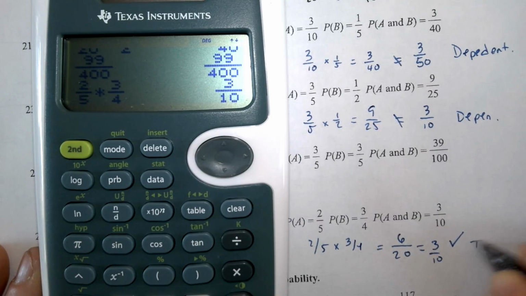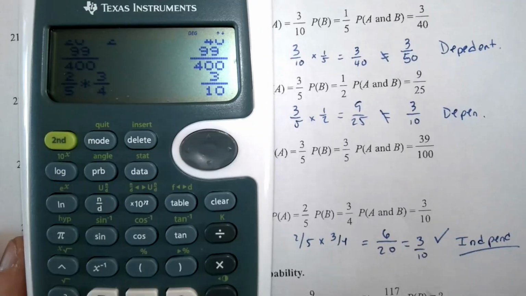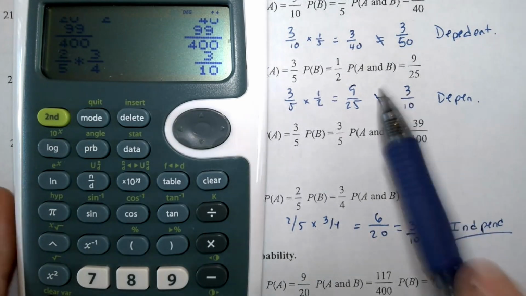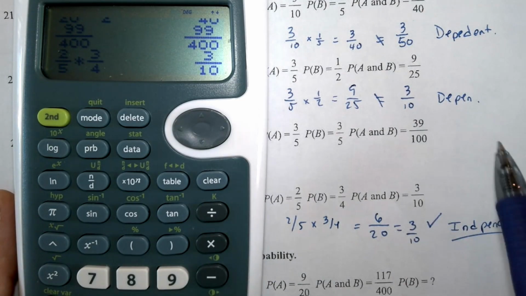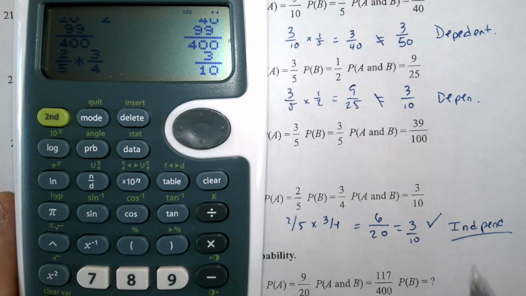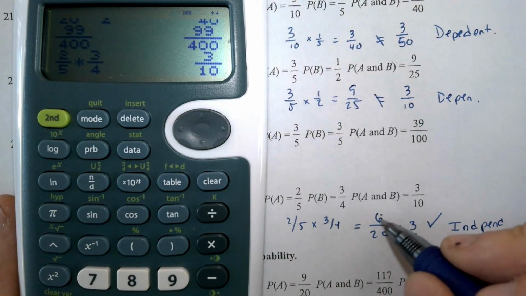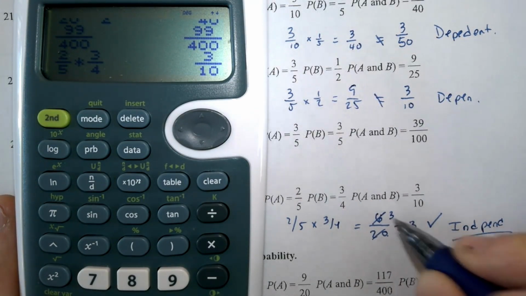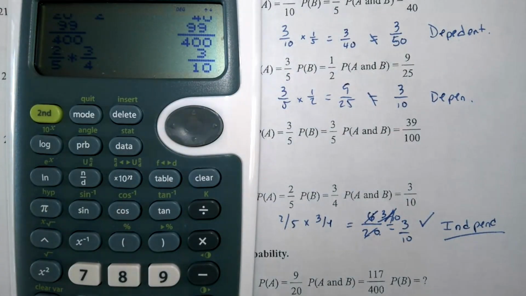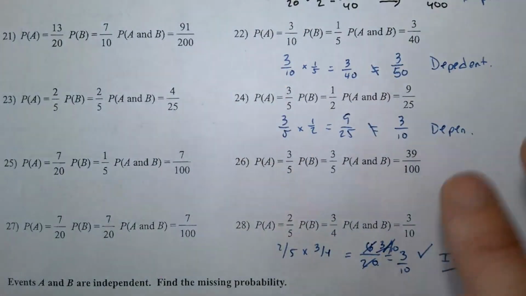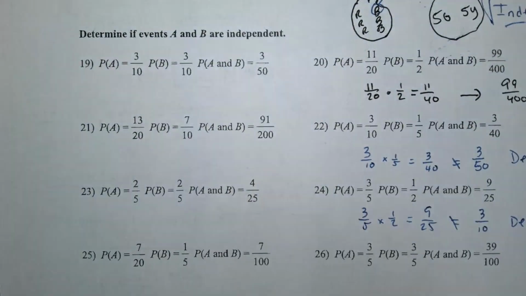That is a true statement. If it is a true statement, they are independent. If it's not a true statement, then they're dependent. Independent, equal, which 6 out of 20 does simplify if you divide them by 2, 3 out of 10. All right, so that is a true statement. So those are really easy. You should be able to fly through those super fast, all right?